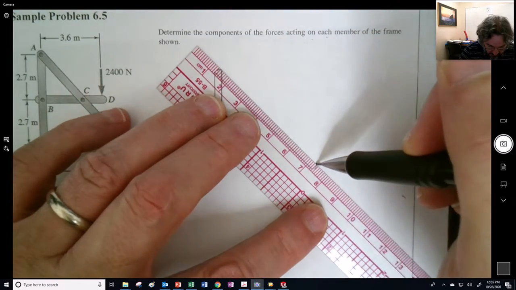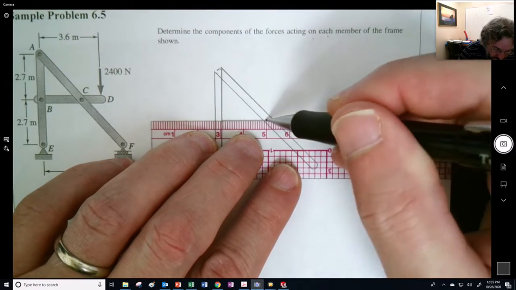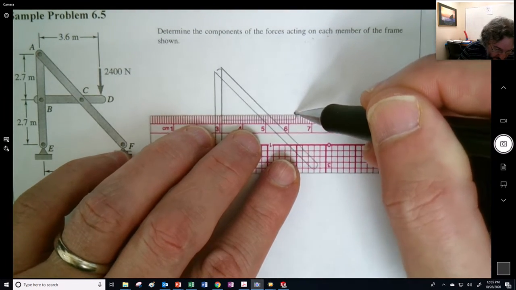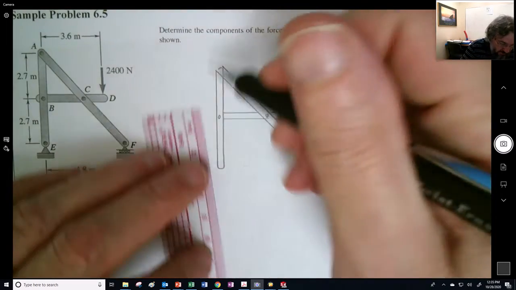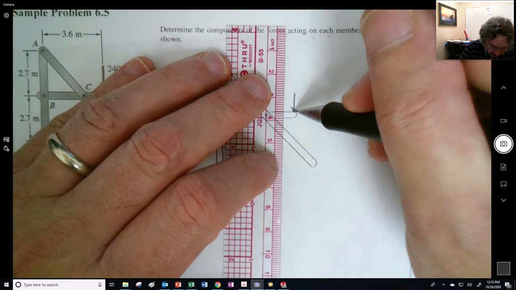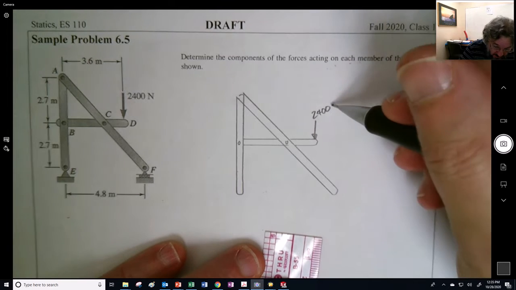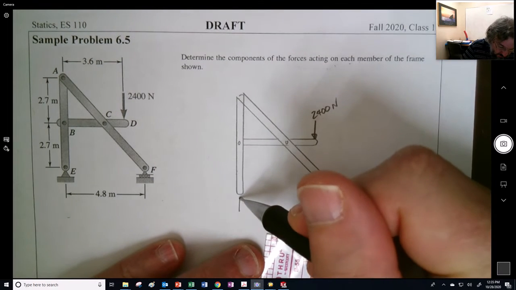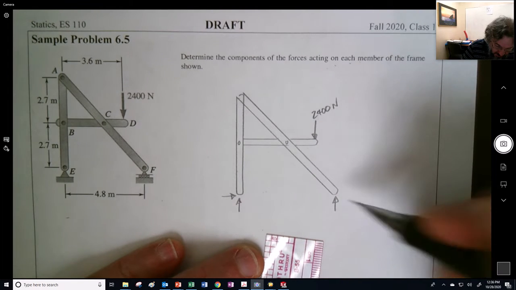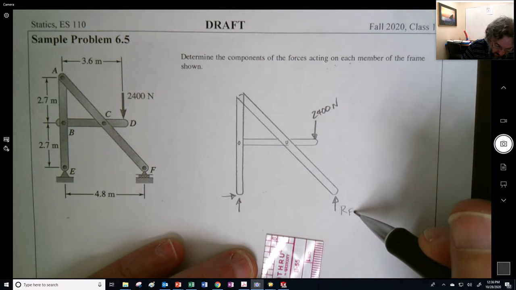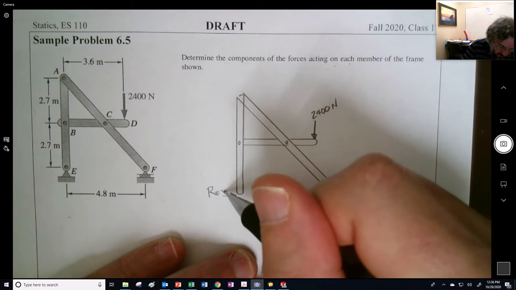Something like that. And put him in here. Let's see, do I need any, so I'll put this right in there. Put the force on here, boom. That's 2,400 newtons. And we have a reaction here, and a reaction in that direction. And we have a reaction here, and that's going to be our Fy, our Ey, and our Ex.